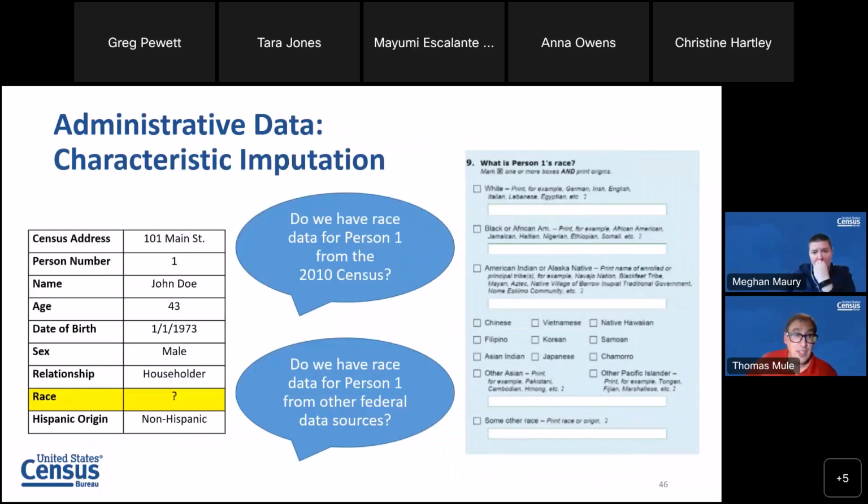With racial information, an example is that we might have John Doe replying to the census but not providing their race. If John Doe moved to this country from Japan and the Social Security Administration was able to let us know that, we would be able to take advantage of that information, assign that John Doe was Asian, and also capture the more detailed information that John Doe is Japanese. Next slide, please.